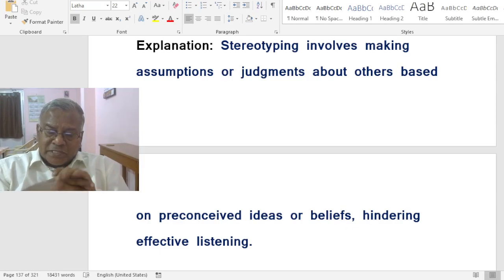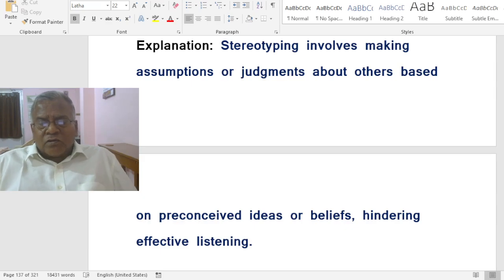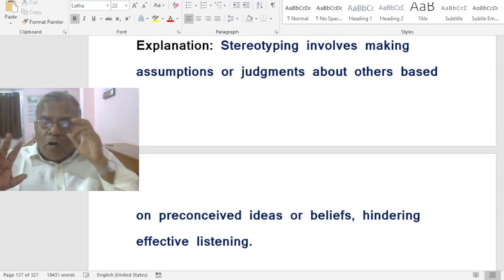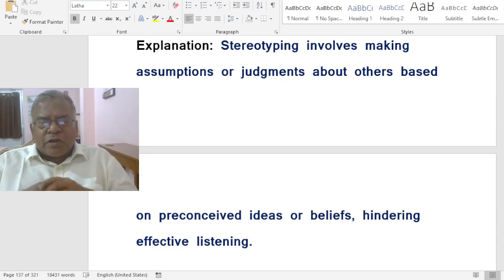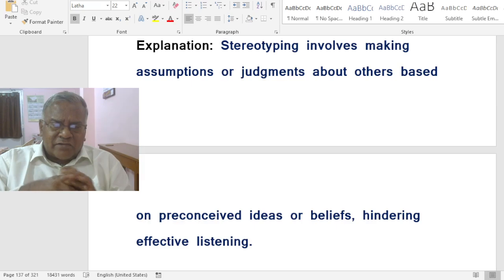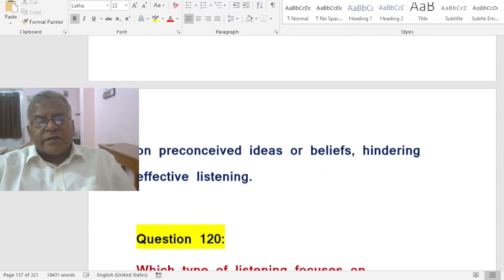Sometimes we have heard people saying, people from this state are dirty, people from this state are always clean. They are very clean because they have more rivers, and in a particular state people are not so clean because there is no water to drink even. Sometimes it is possible, but stereotyping statements are there all over India, all over the world even. So normally the British people will be very calm, quiet, serene, even when they speak so calmly. So it's all stereotyped, not necessarily always true, but it is the general understanding we have. Likewise, we have stereotyped statements. Stereotyping involves making assumptions or judgments about others based on preconceived ideas or beliefs, hindering effective listening.